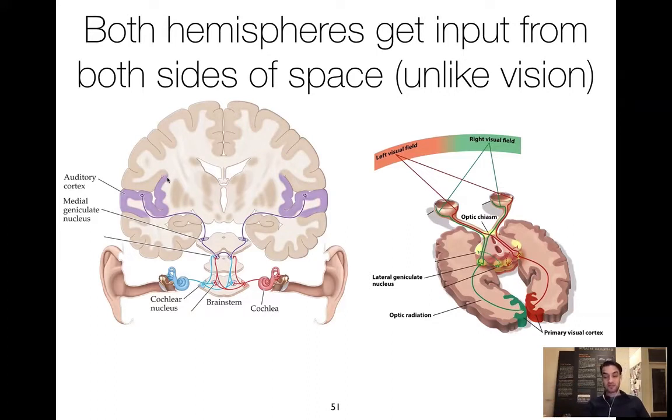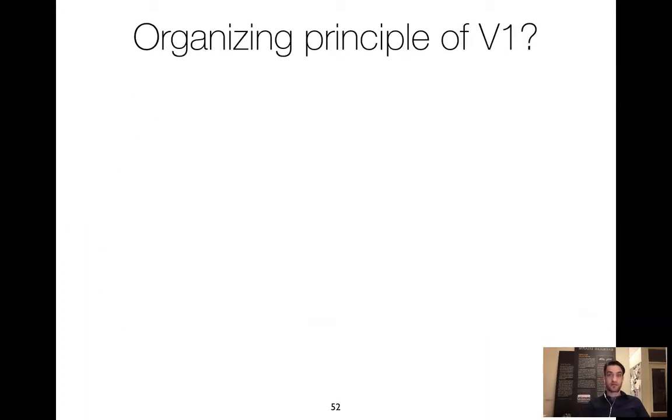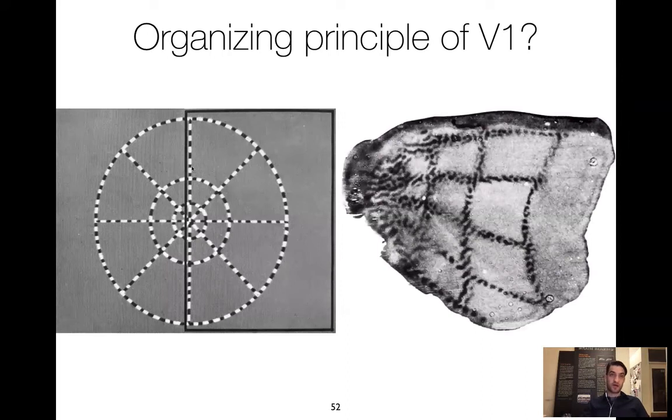Now, again, just since we're talking about this parallel between V1 and A1, let's remind ourselves that the organizing principle of V1 is what we call retinotopy. If you take something like a monkey and show this checkerboard spider web type of design on the screen, you can actually see that organizing principle mapped right onto V1. There's this retinotopic map right there.